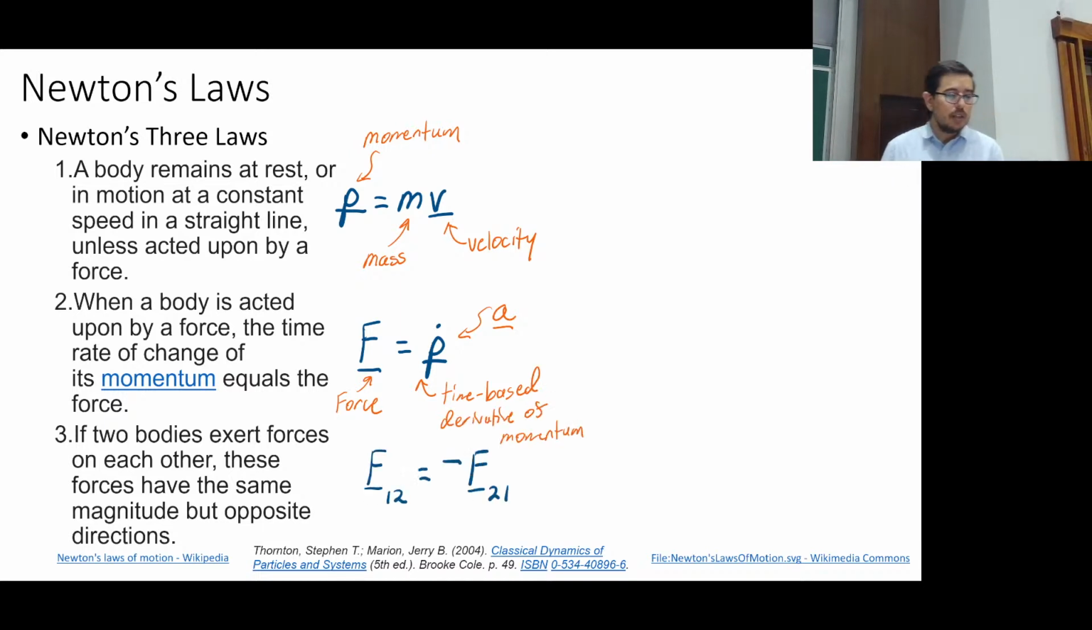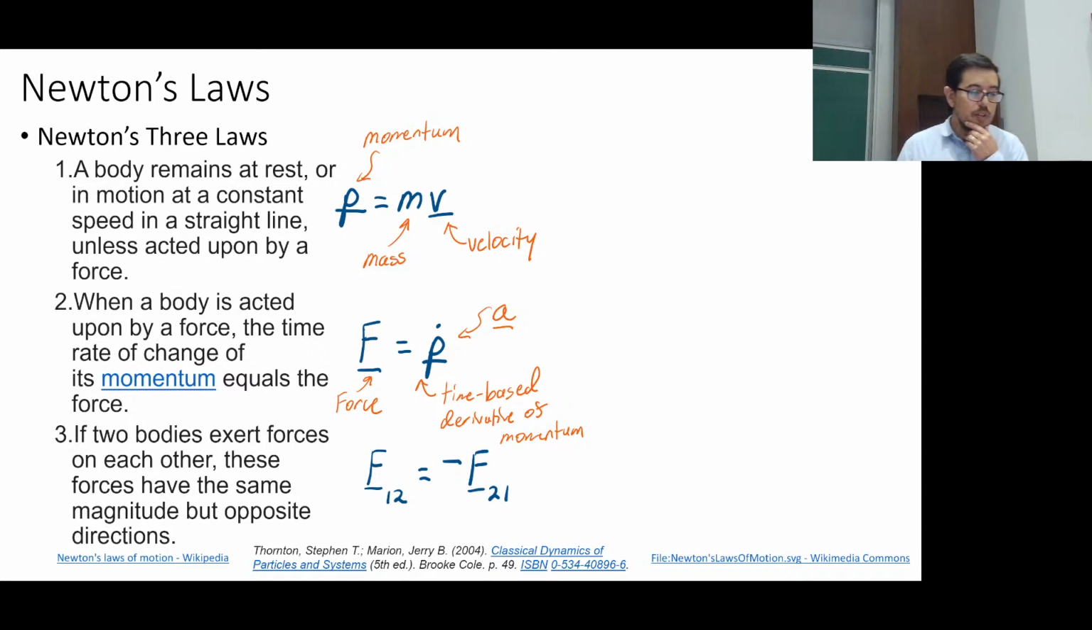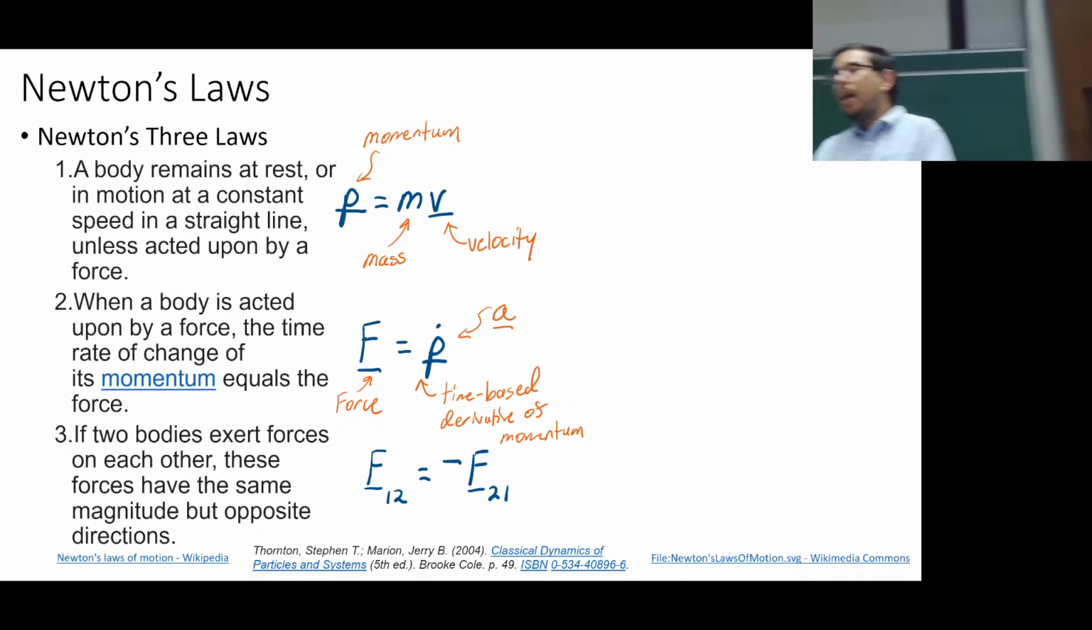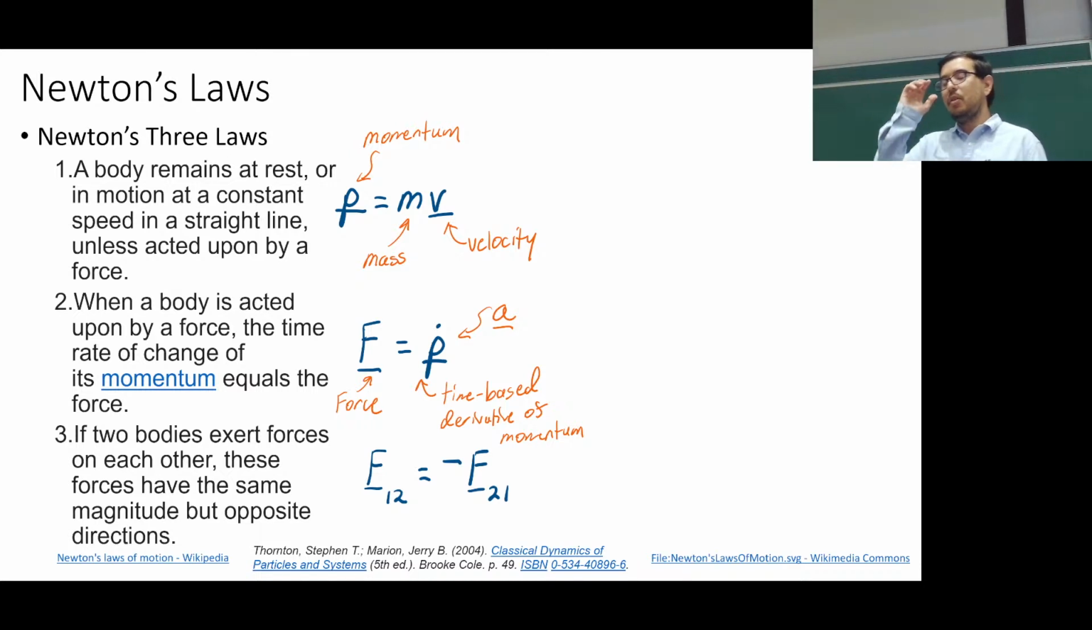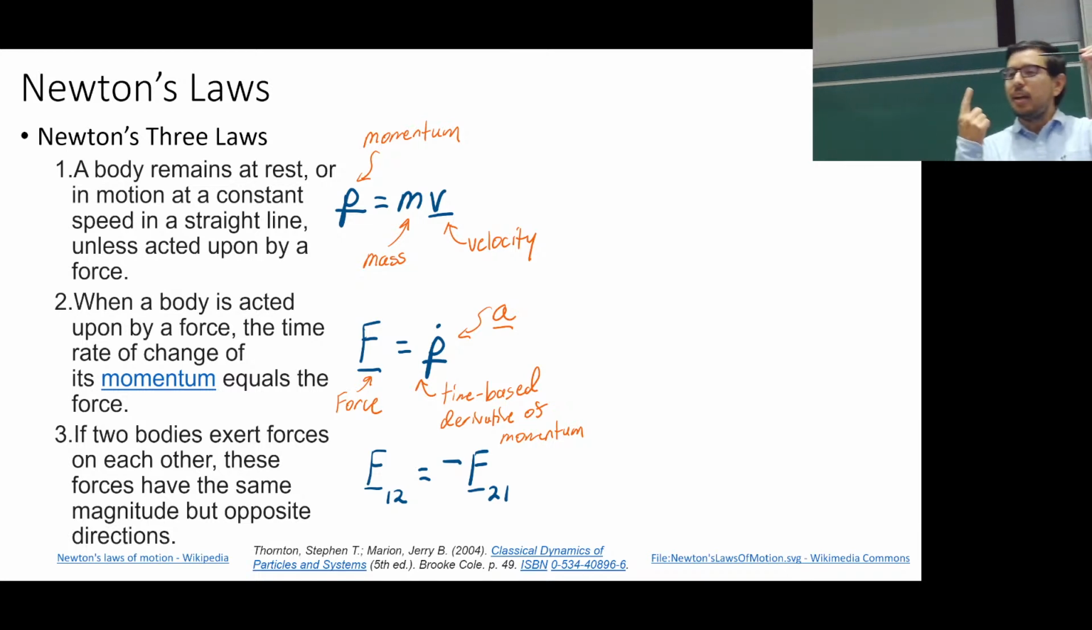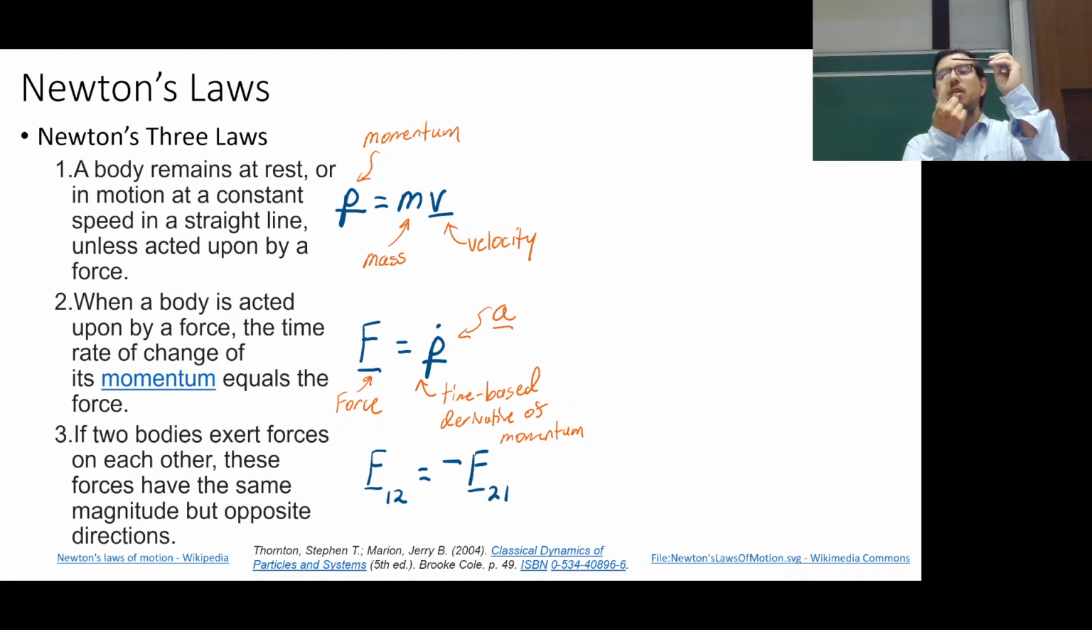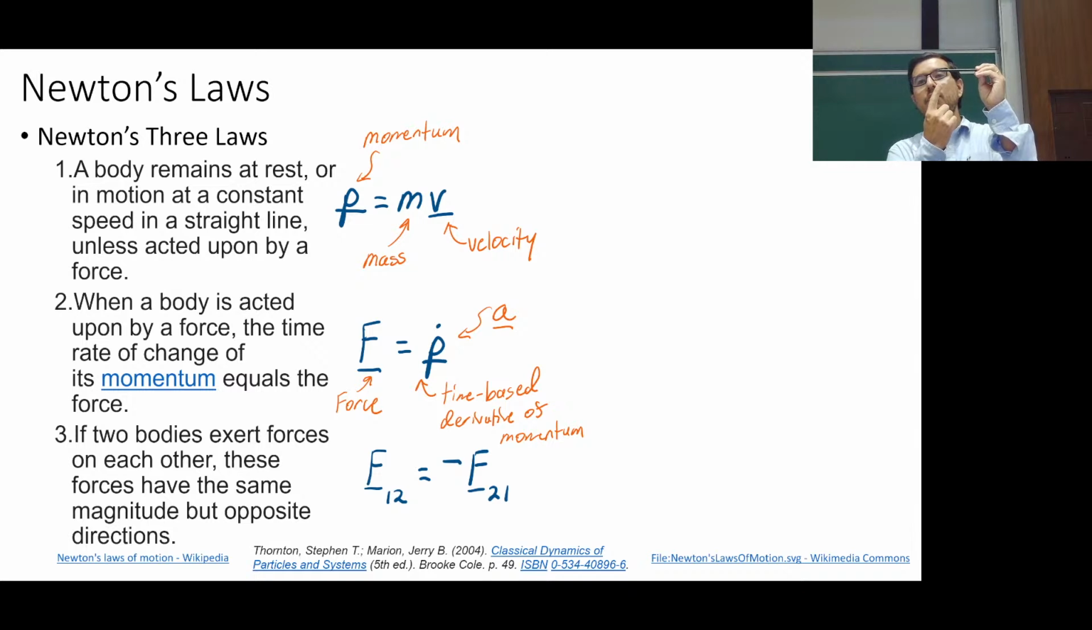And the last one: if two bodies exert forces on each other, these forces have the same magnitude but opposite direction. Okay? So I think you're probably pretty familiar with this, right? Like if I have this little cantilever beam here, and I have object 1 and object 2, I have an action-reaction pair where they touch each other. There's a force from this object acting on this object, and an equal and opposite force from this object acting on the pen. So you're familiar with that.